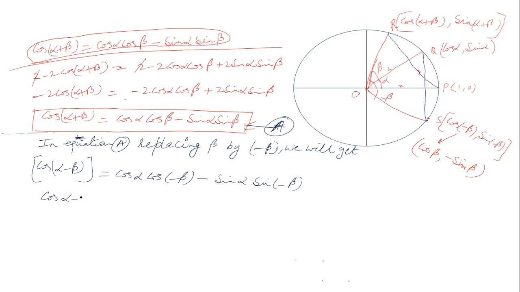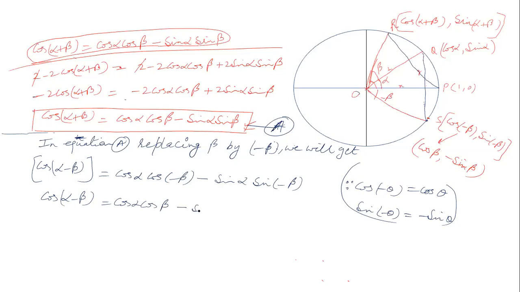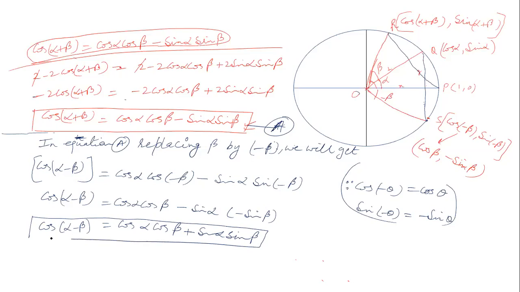That is, cos(alpha minus beta) equals, and we know that cos of minus theta is cos theta only, and sine of minus theta is minus sine theta. Using this concept, it would be cos alpha cos beta, minus sine alpha times minus sine beta. That is cos alpha cos beta, and minus minus plus sine alpha sine beta. So this is the formula for cos(alpha minus beta): cos alpha cos beta plus sine alpha sine beta.